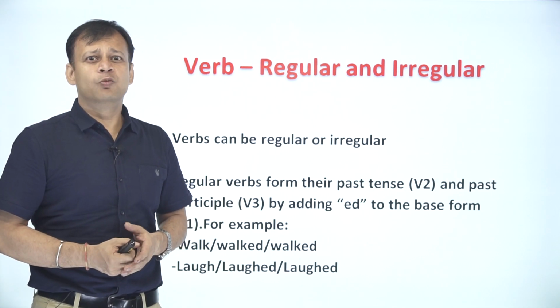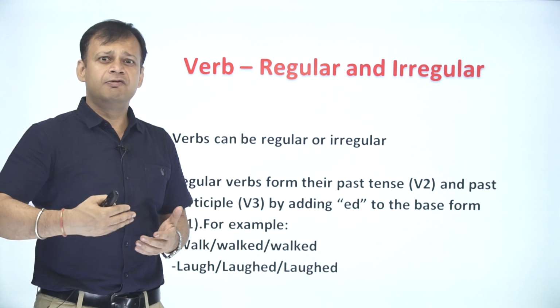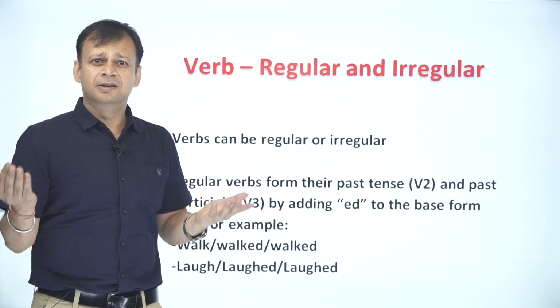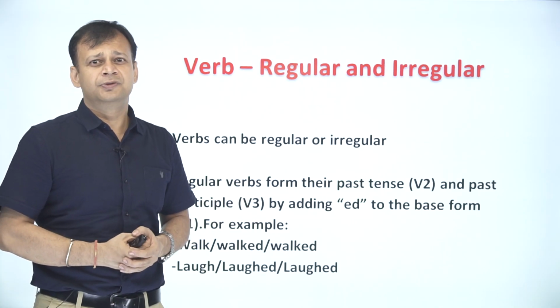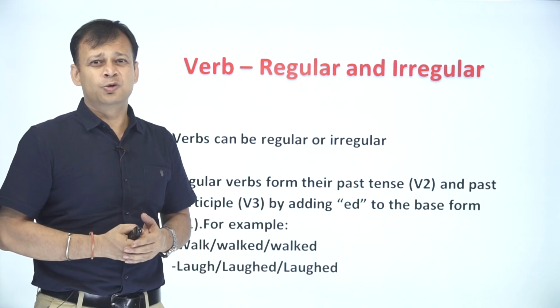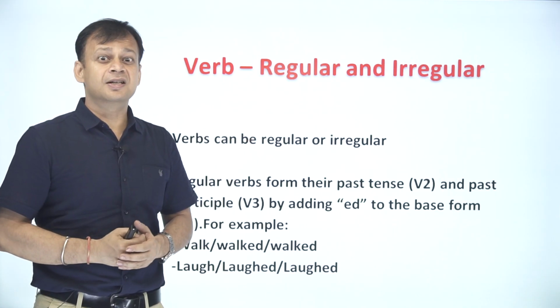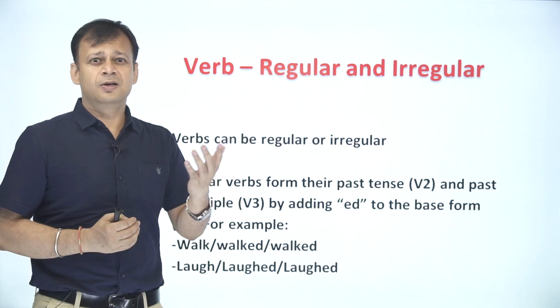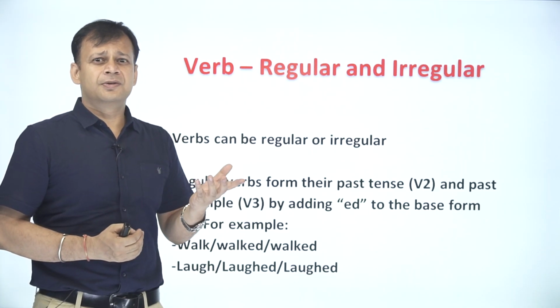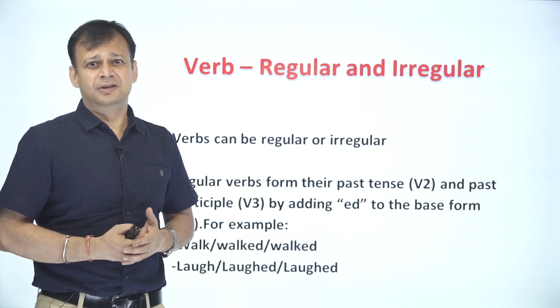Now let us understand what is a verb. Whenever we speak a sentence, besides the subject and the helping verb, we'll have the main verb as well. Verbs can be regular or irregular. This is a very important concept. Let us understand what is a regular verb and what is an irregular verb.